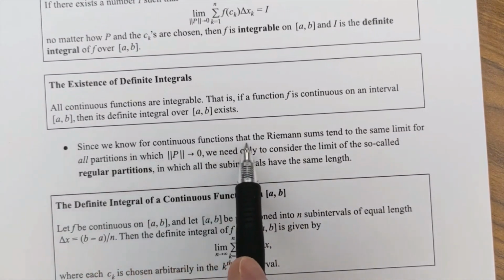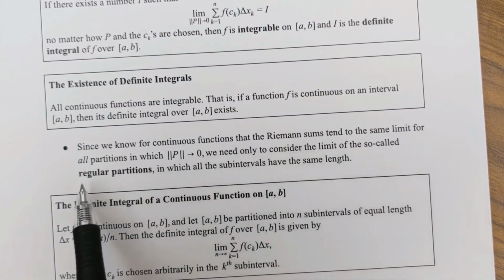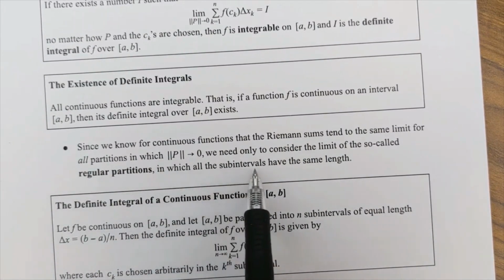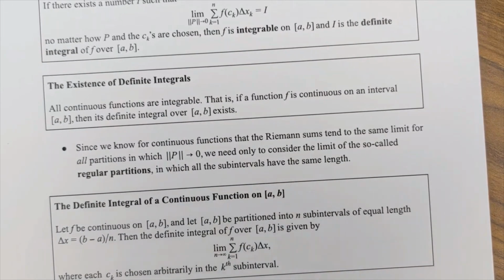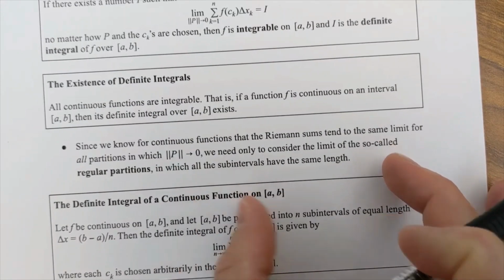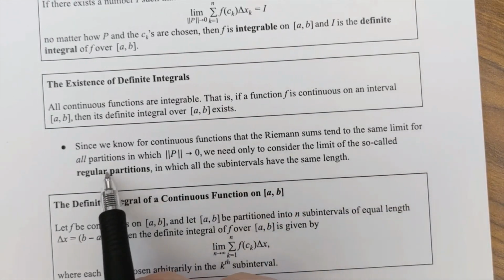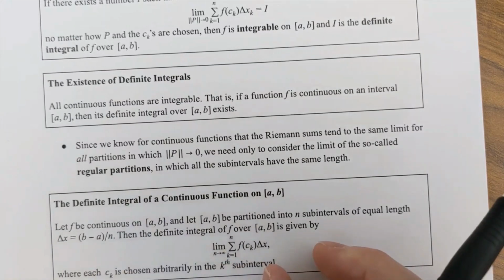Since we know for all continuous functions the Riemann sums tend to the same limit for all partitions, we only need to consider the limit of so-called regular partitions, in which all subintervals have the same length. The previous thing we were talking about, you could make those rectangles. The first one could be 2 units wide, the next one could be 1 unit wide, the third one could be 3 units wide, and so on and so forth. But it's easier if you just make them regular, meaning each one is the same width.